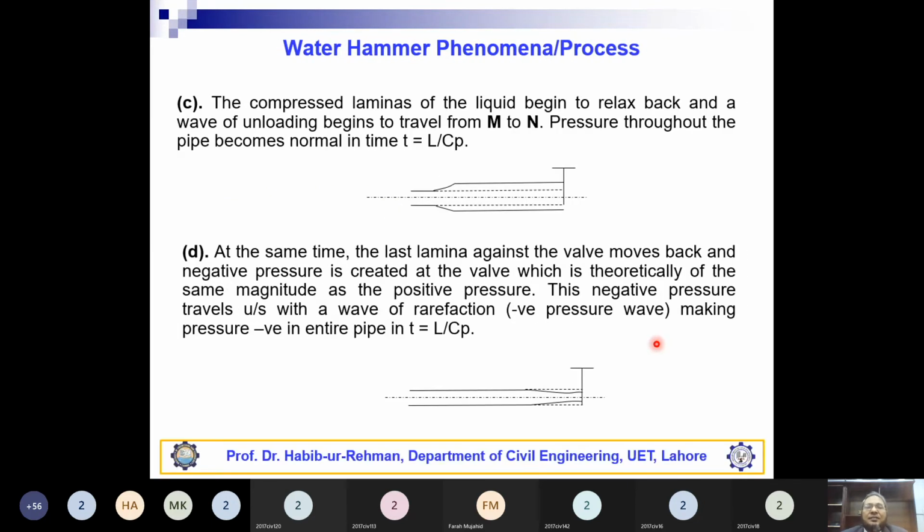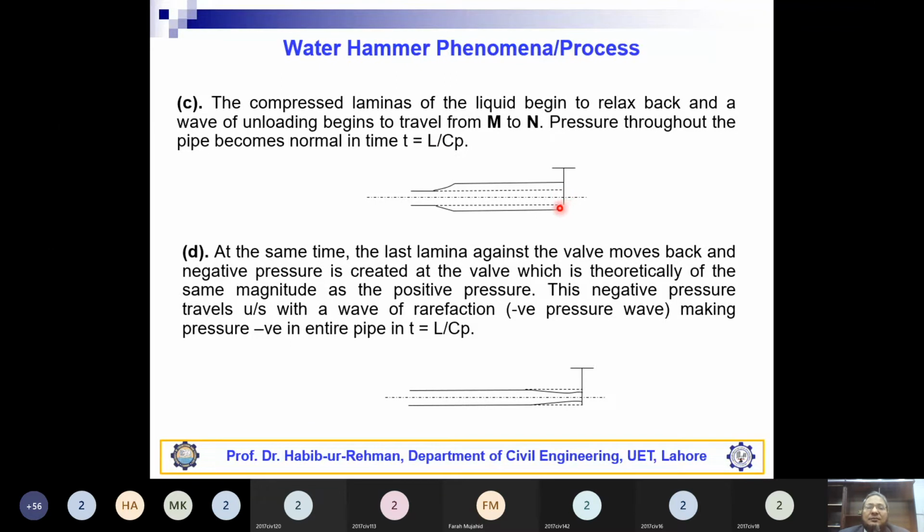Now we have to discuss the point C, हम कर चुके हैं, है ना? The compressed laminas of liquid begin to relax. अब relax होंगे. And a wave of unloading begins to travel from M to N. So this is point N. Pressure throughout the pipe becomes normal in time L over Cp at point N.